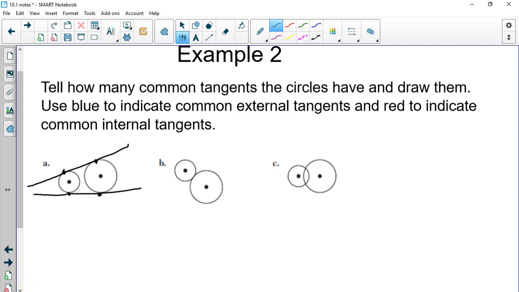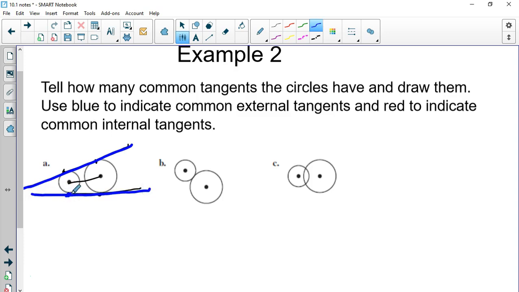Now, of course, I didn't pay attention to my own example. So first off, I've got to connect the centers. So here's my centers. Okay? Now, I'm supposed to do blue for external. So here's blue. These lines should be blue. Why? Because they're tangent lines, but they don't cross the connecting line. So they don't cross that black line, do they?